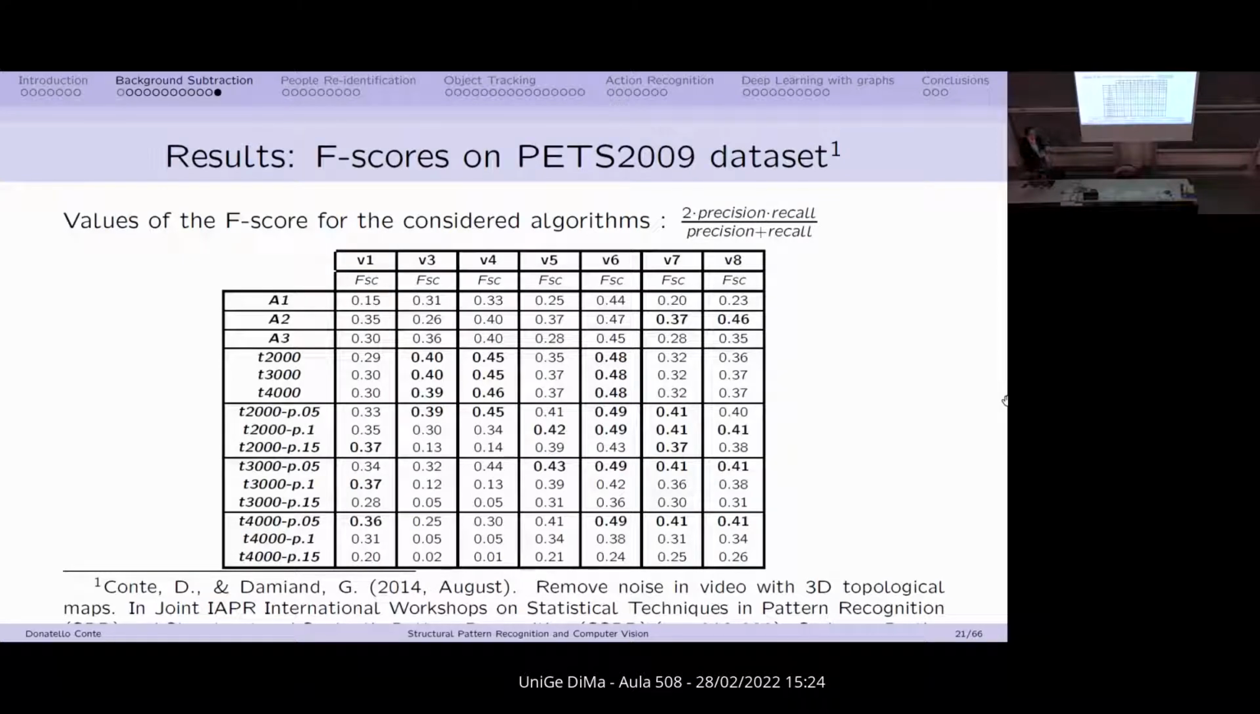So here are the results. Again, I will highlight that these are some old results. This paper was in 2014, and since 2014 there have been many advances, but just the idea that we could use this kind of structured data to have some good results. So A1, A2, and A3 were some state-of-the-art methods, and for some of these parameters, we could have some good results, and we outperformed some state-of-the-art methods of 2014.